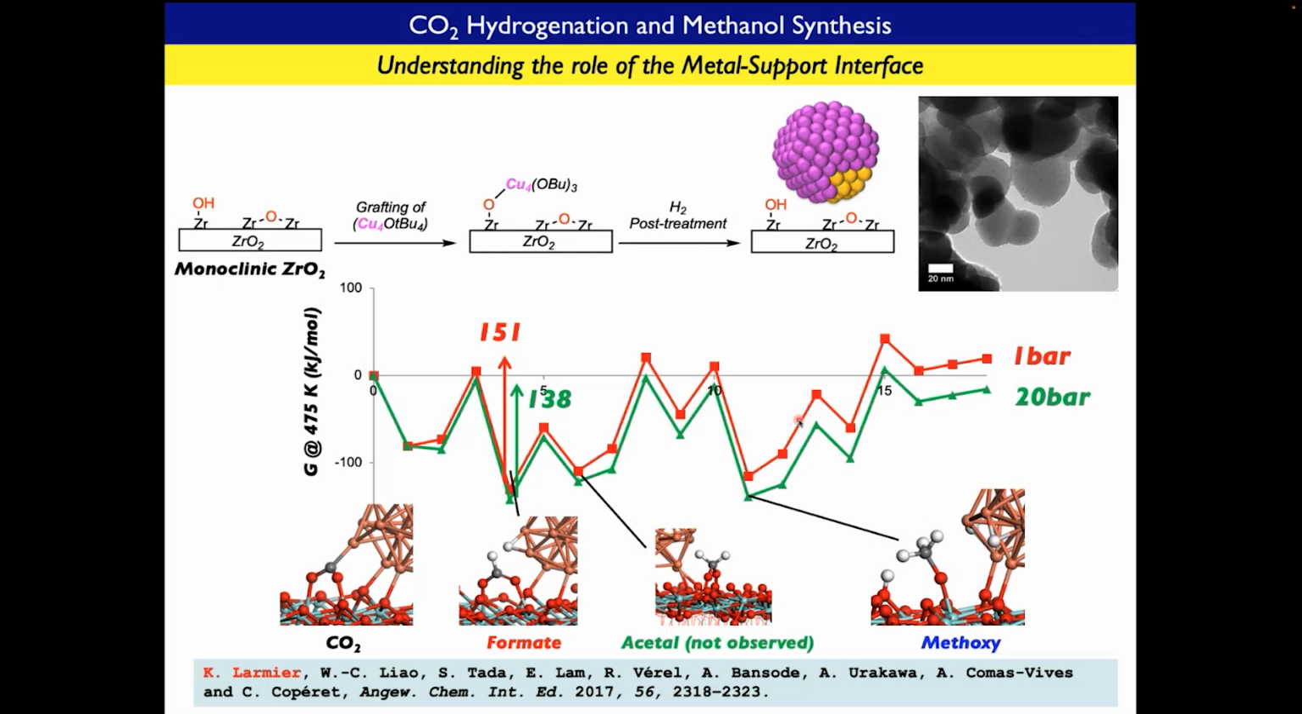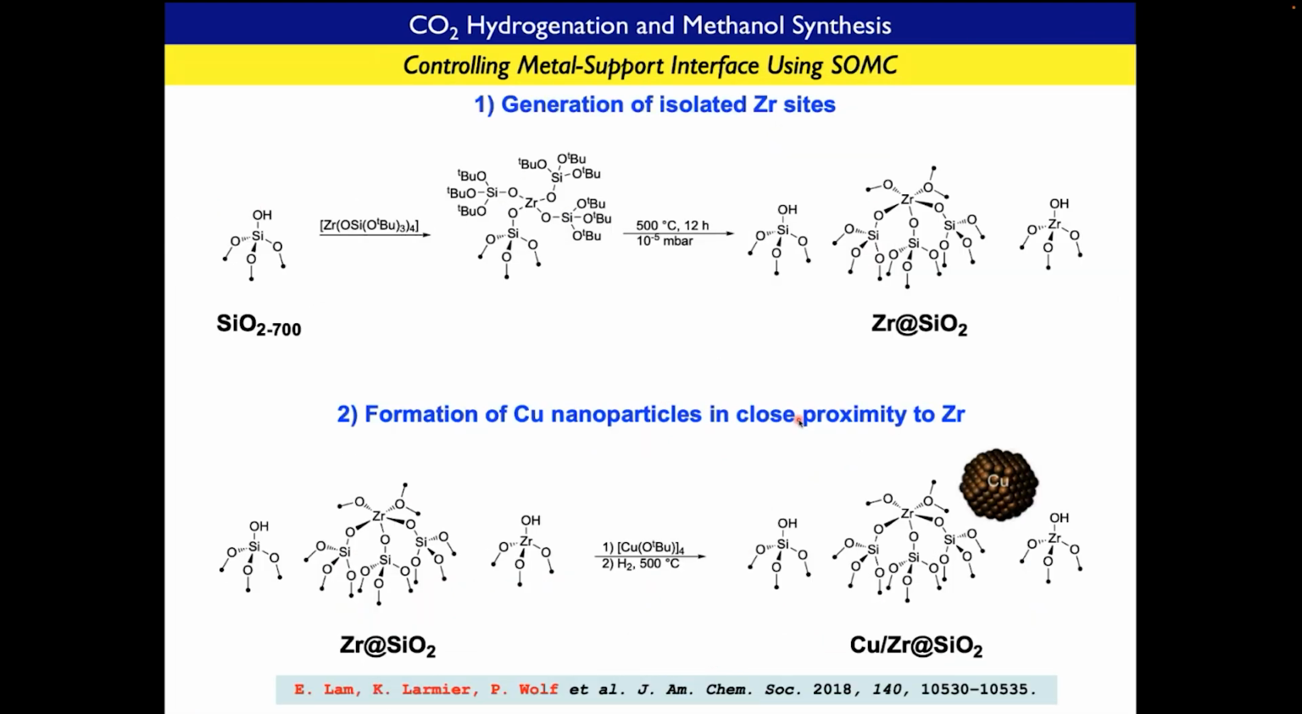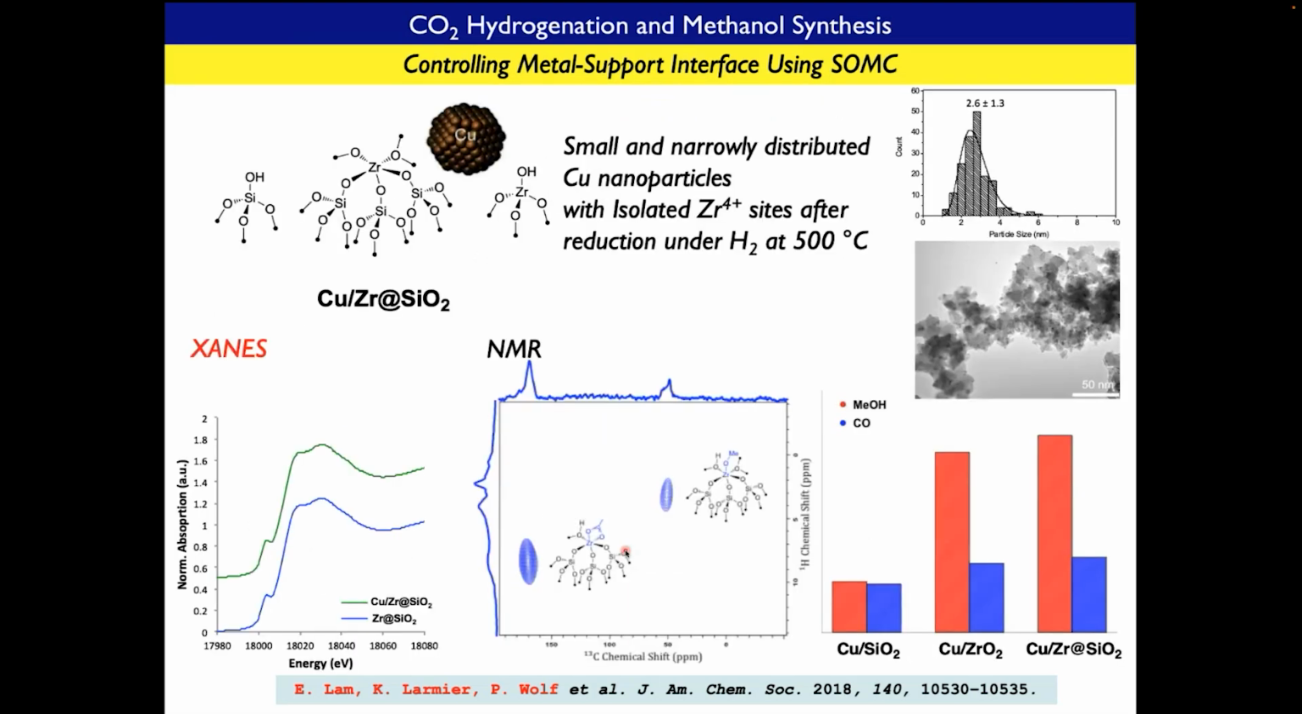So we went back to the drawing board and decided to tailor a support to promote that reaction. We doped silica with isolated zirconium sites, using a typical zirconium molecular precursor, and then grafted copper and grew copper nanoparticles. By doing so, we can generate a narrowly size-distributed population of copper nanoparticles of a bit less than 3 nanometers. We could show that they are indeed copper nanoparticles, that the zirconium sites remain isolated, and that these zirconium sites promote methanol formation similarly to zirconia.